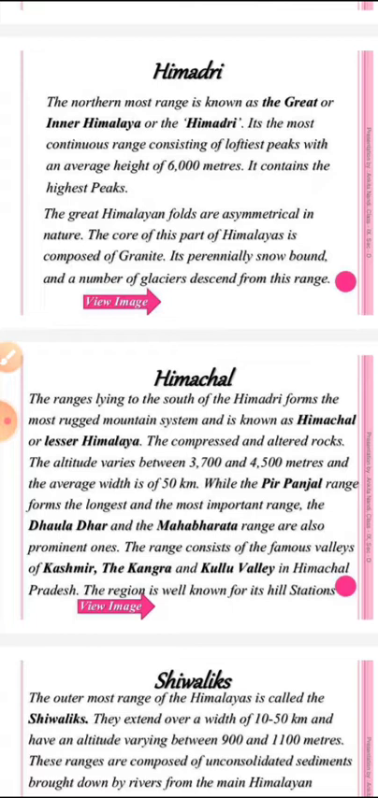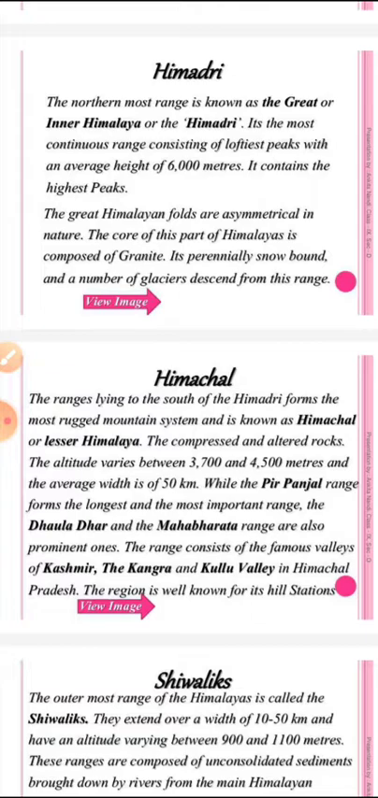After that, we will discuss the Himachal range. This range lies to the south of the Himadri and has an average height of about 3700 to 4500 meter, and it is composed of highly compressed and altered rock. The width of this range is 50 kilometer, and most of the hill stations are lying in this range of the Himalayas. We also get important valleys in this range.